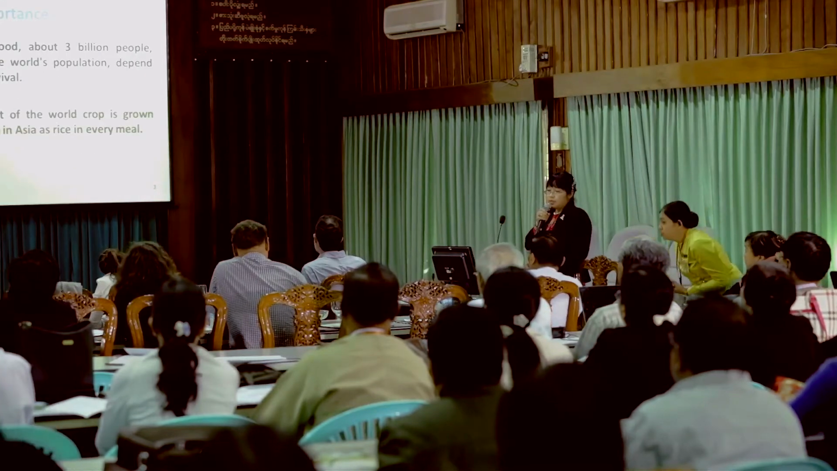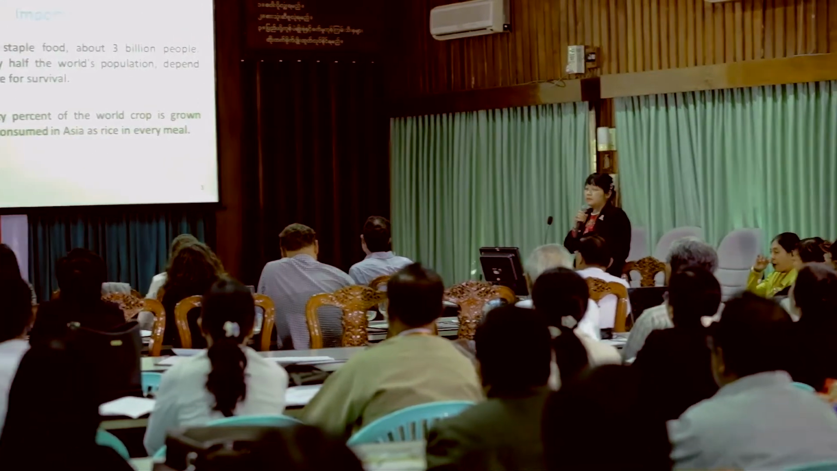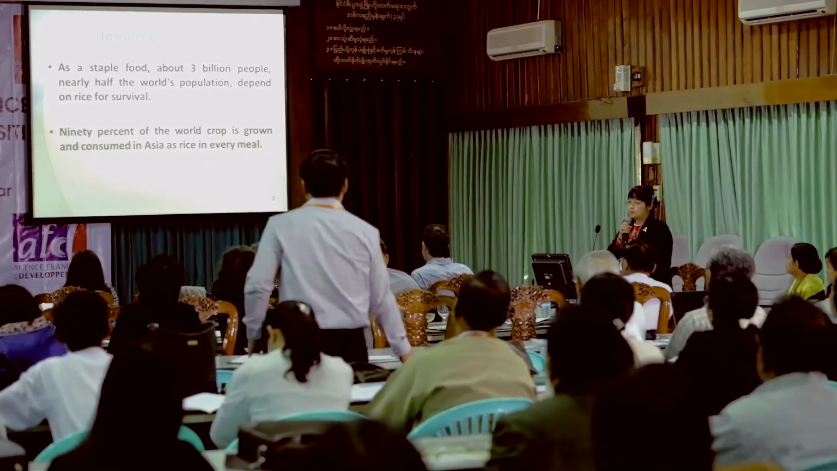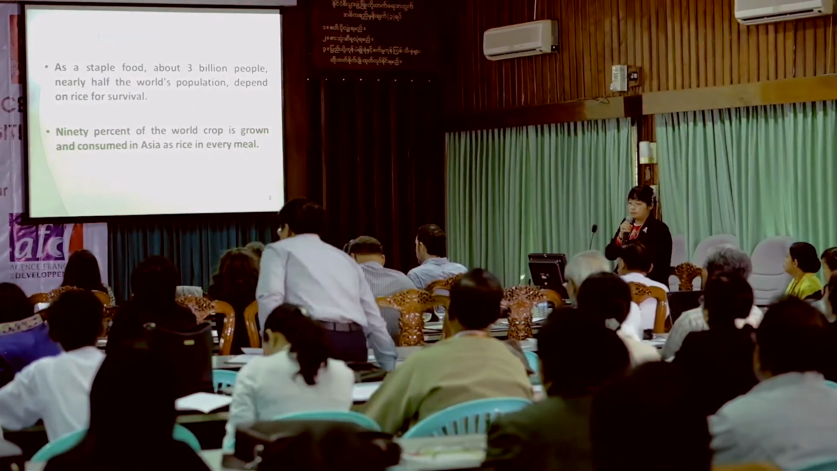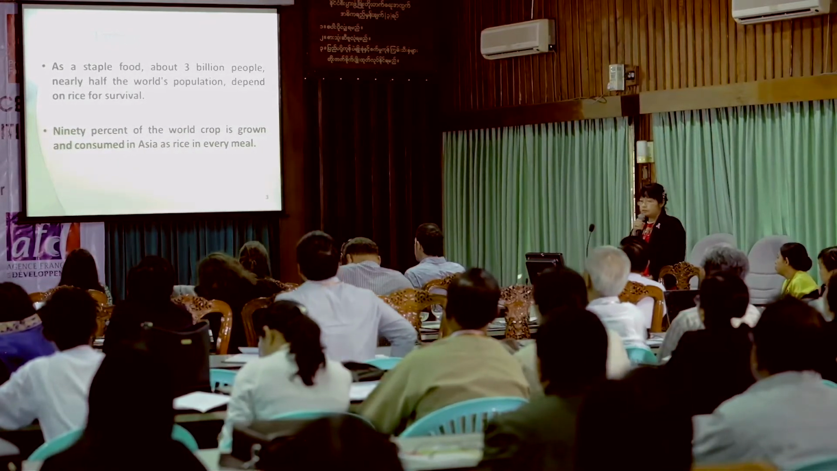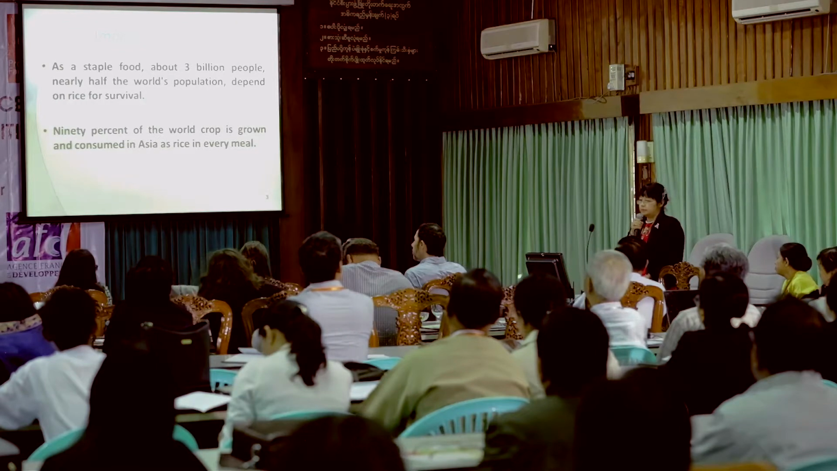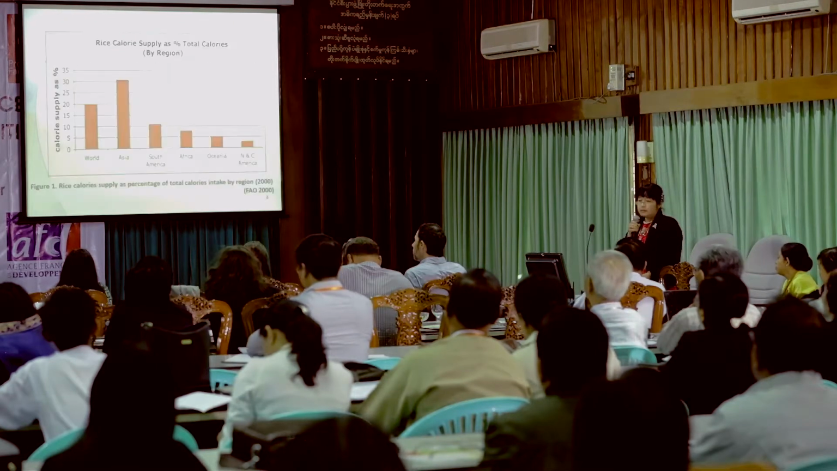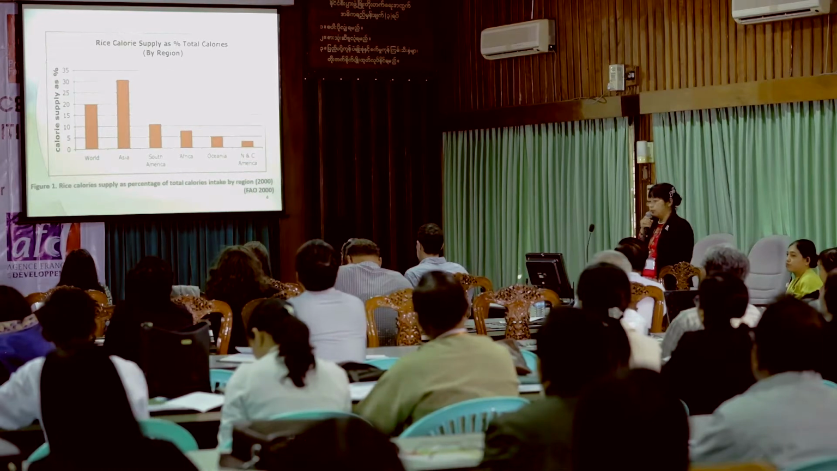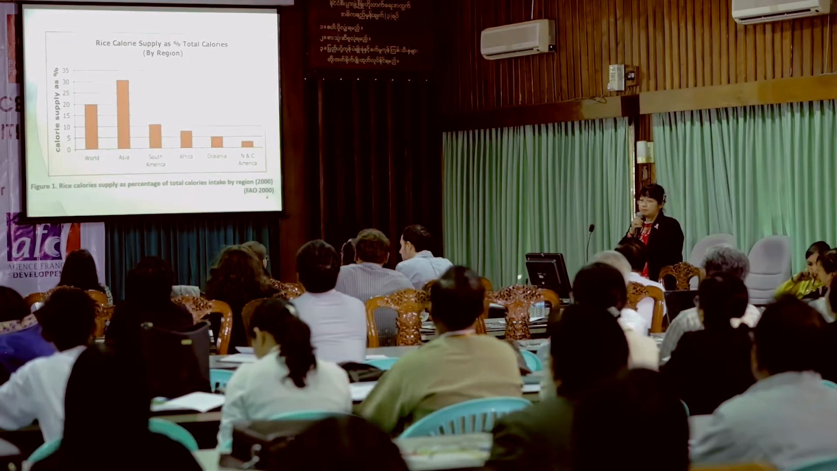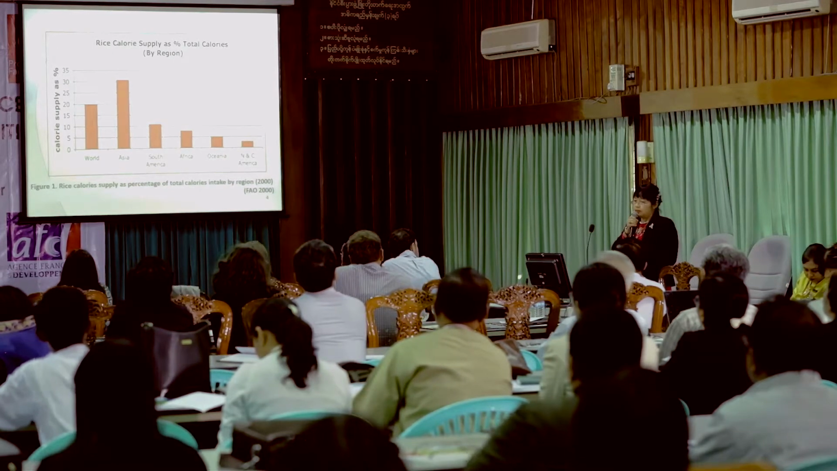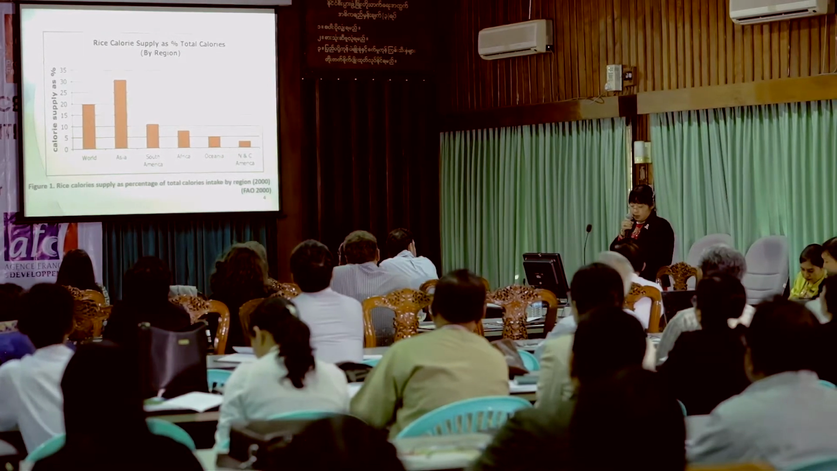I would like to introduce the importance of rice. It is estimated that about 3 billion people, nearly half of the world population, depend on rice for survival. 90% of the world's rice crop is grown and consumed in Asia. This figure shows the rice calorie supply as a percent of total calorie supply by region. Among the regions, Asia has the highest calorie supply from rice.